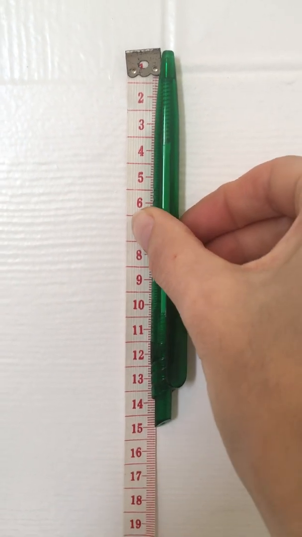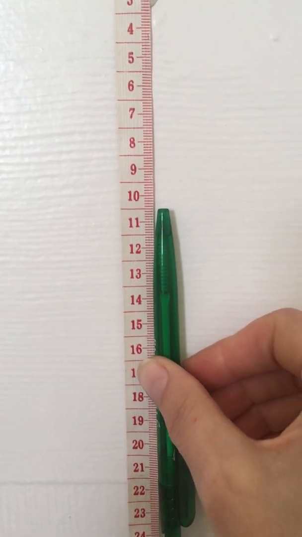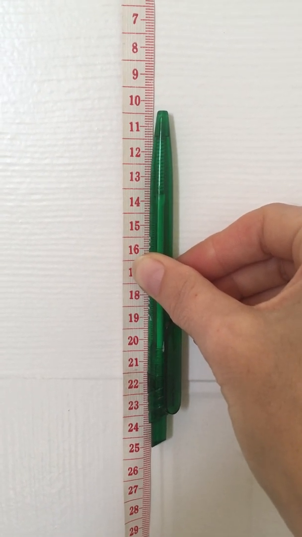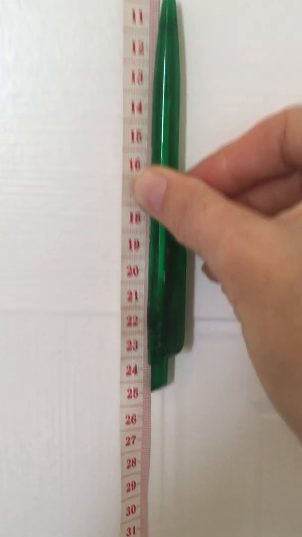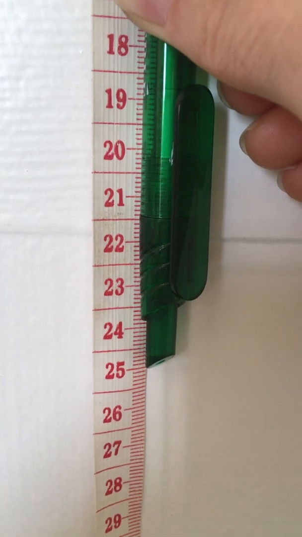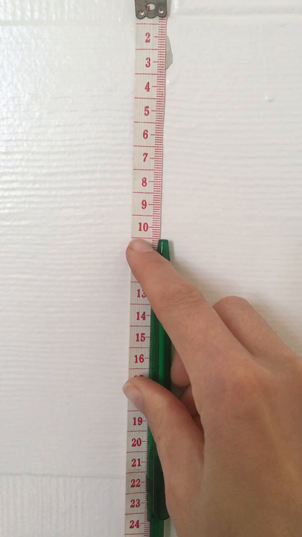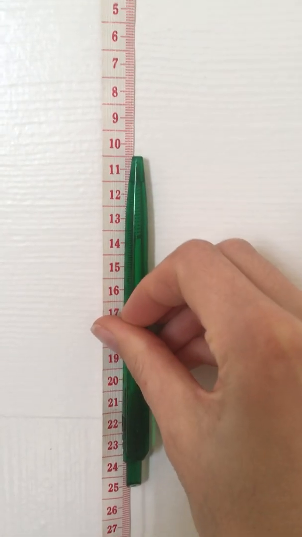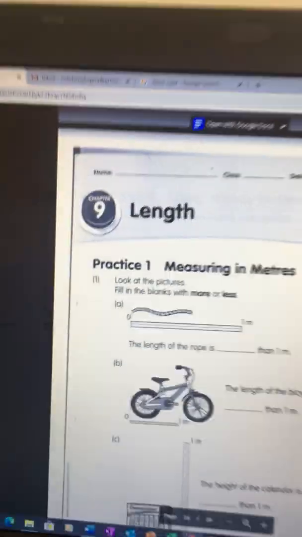Now, if I didn't start it at 0, say for example, I started it here. Would it still be the same length? Yes, it would, but your counting would be different. So you wouldn't say it is 24 and a half centimeters because I didn't start at 0. You need to start counting from here. So it's 1, 2, 3, 4, etc. So you just need to make sure, or be careful rather, where it has started from.